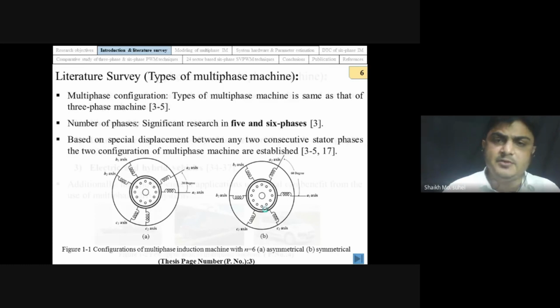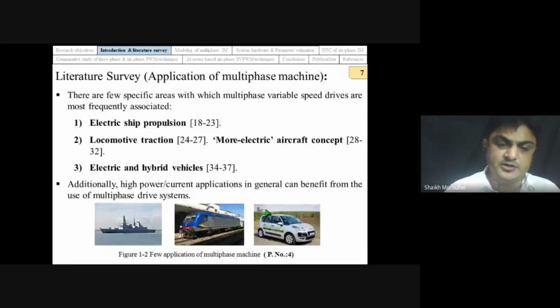Now let us discuss the application of multi-phase induction motors. These are a few applications where you can find multi-phase induction motors. Most of the time, multi-phase induction motors are widely utilized for high power and high current applications.